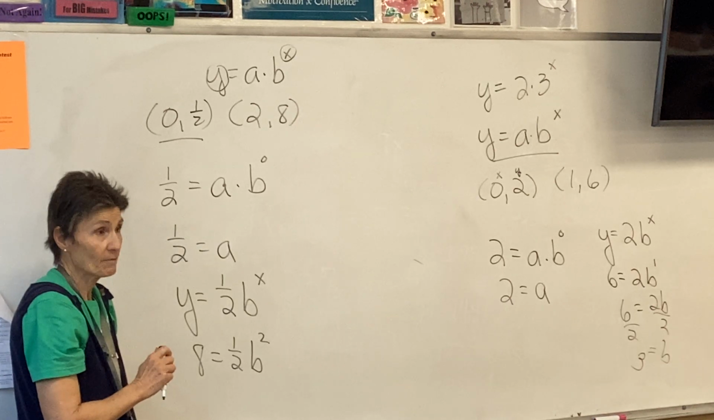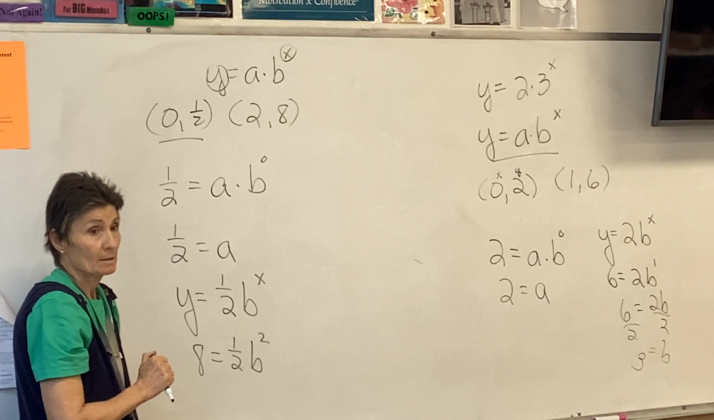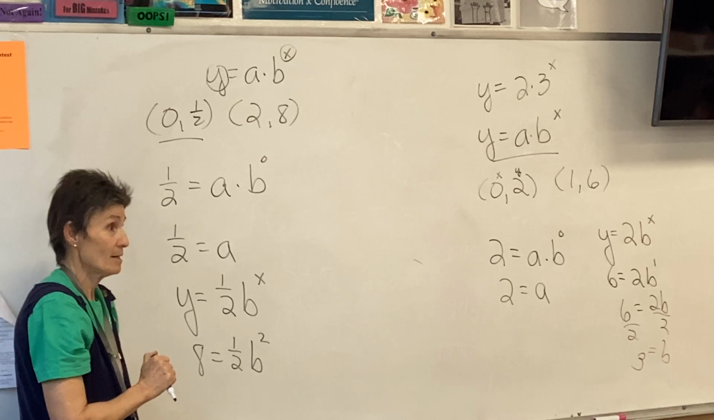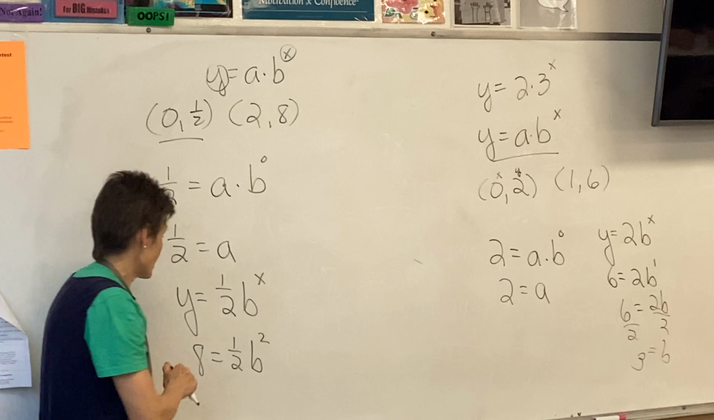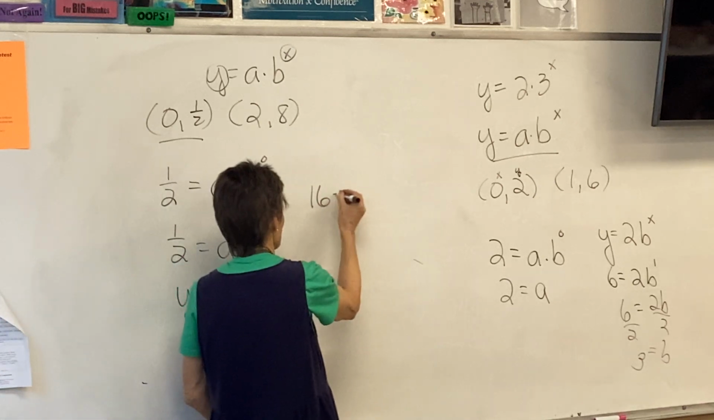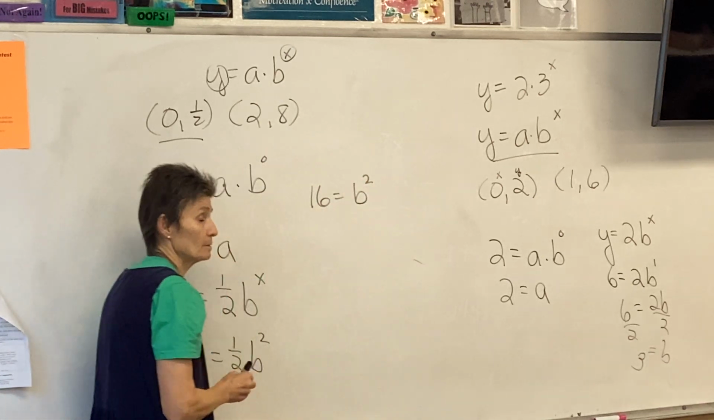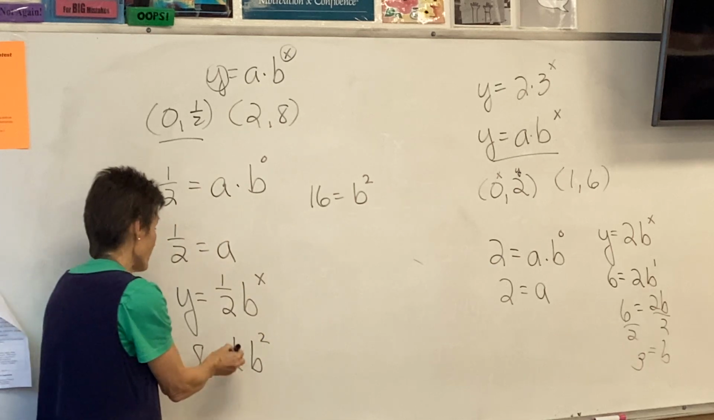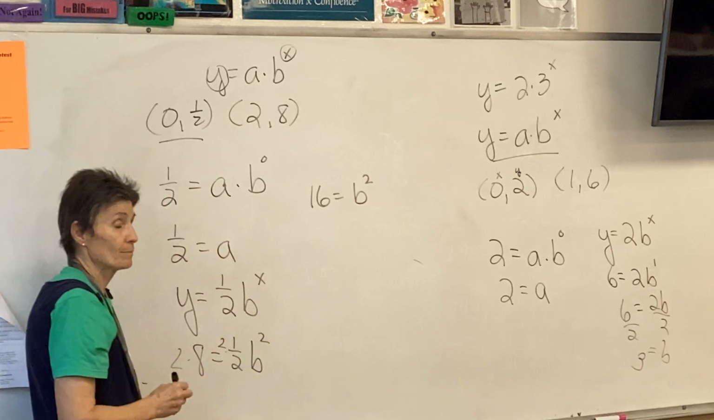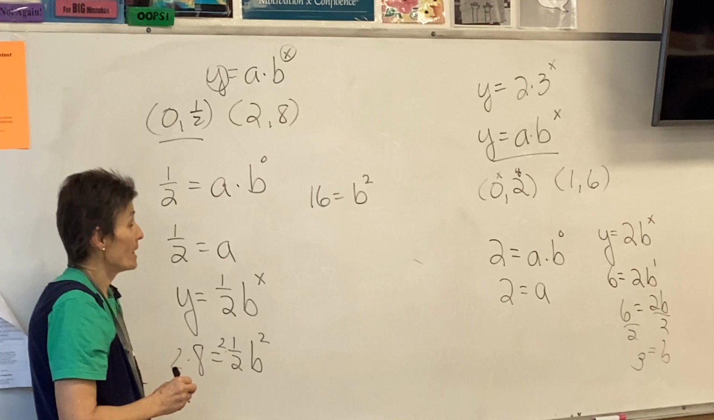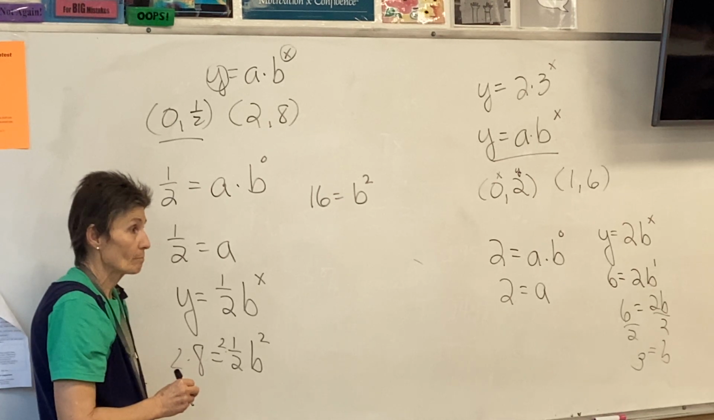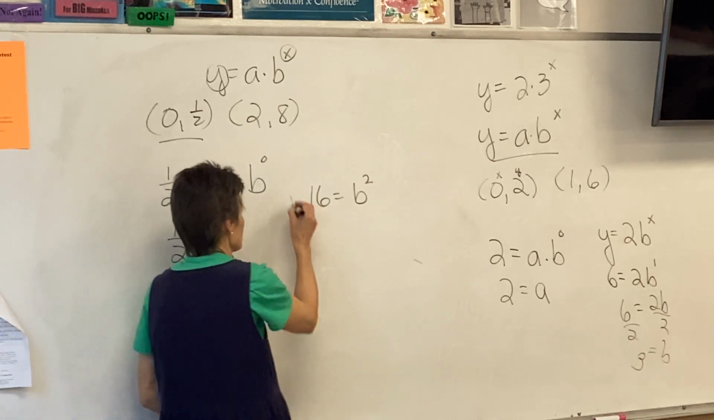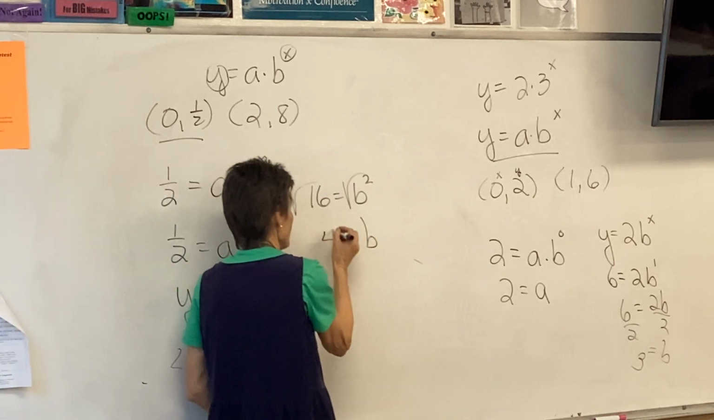All right, how do I solve that? How about timesing by 2, right? So 16 equals b squared. Multiply both sides by 2. And then square root. So b equals 4.